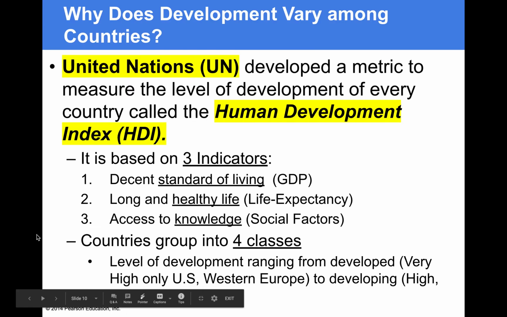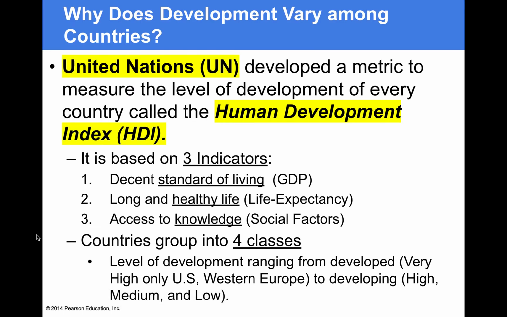The United Nations HDI, or Human Development Index, has 3 indicators. Those indicators or factors are 1, a decent standard of living. 2nd is long and healthy living. And 3rd is access to knowledge. As mentioned, the developed countries are very highly developed, and that's Western Europe, United States, and outliers like Australia, New Zealand, Japan, and South Korea. And then every other country is a developing country, an LDC, and they fall in the classifications of high, medium, or low.